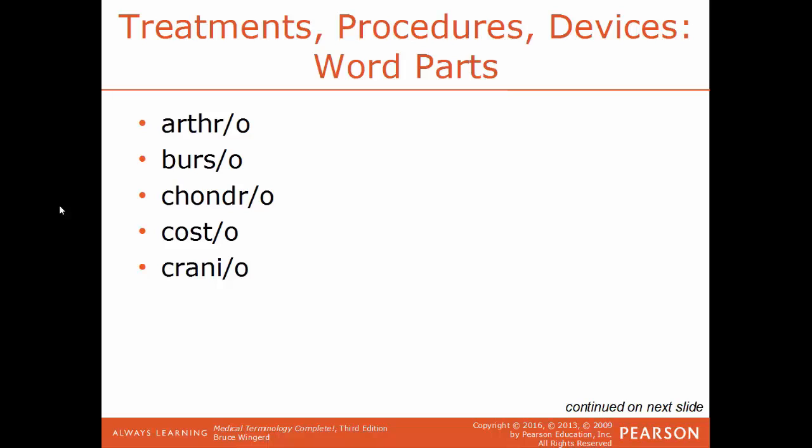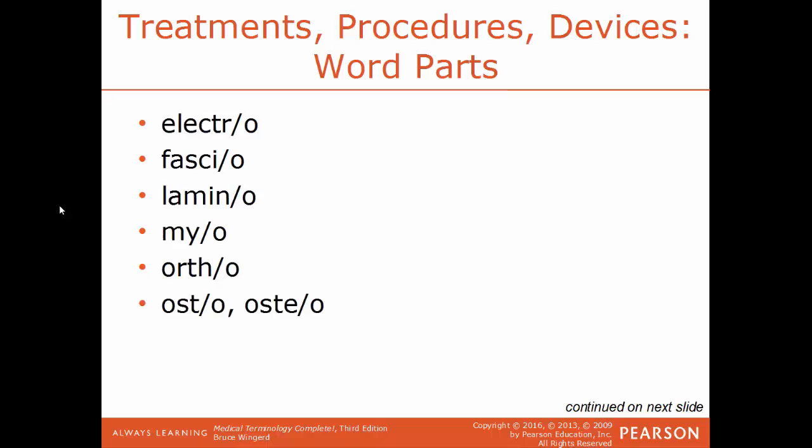Arthro is reference to the joint. Burso is reference to the bursa. Chondro is reference to cartilage. Costo is reference to the ribs. Cranio is reference to the skull. Electro is reference to electricity. Fascio is reference to the fascia, the connective tissue. Lamino is reference to the lamina, and the lamina is another term for a thin plate. Myo is reference to muscle.